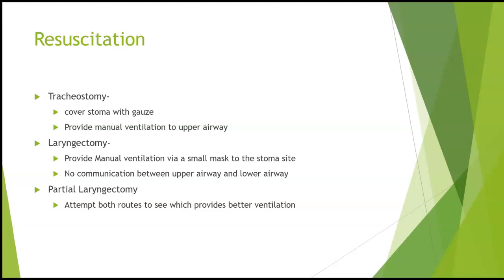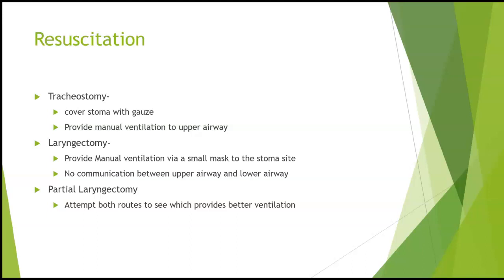So let's say the patient's tracheostomy has come out, you cannot get the new tube back in, and the patient's now looking like they're not doing very well and you need to manually ventilate. So you're going to cover up that stoma with gauze and you're going to provide manual ventilation to the upper airway.